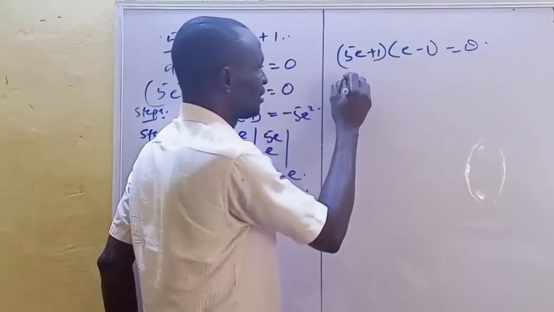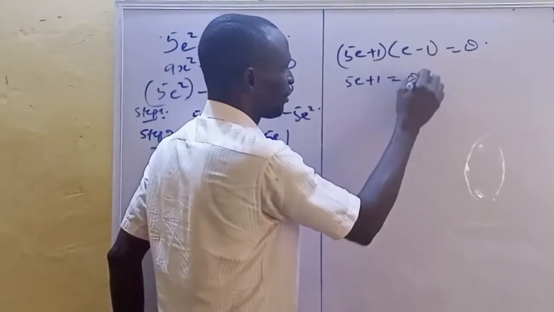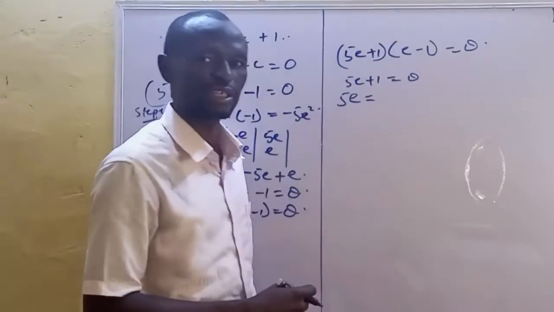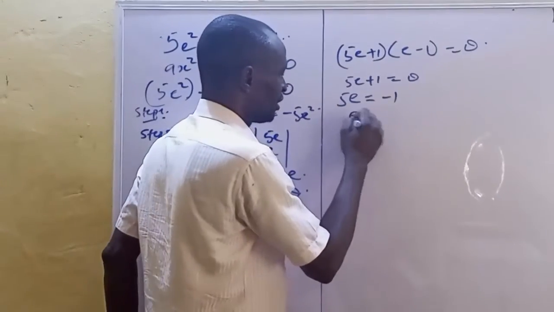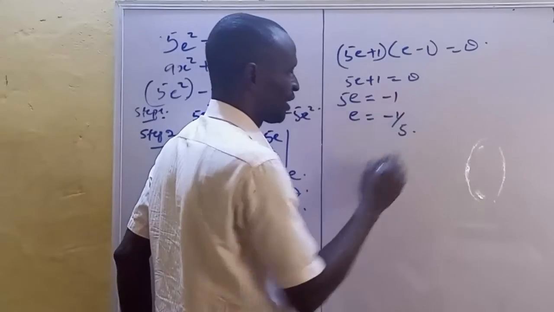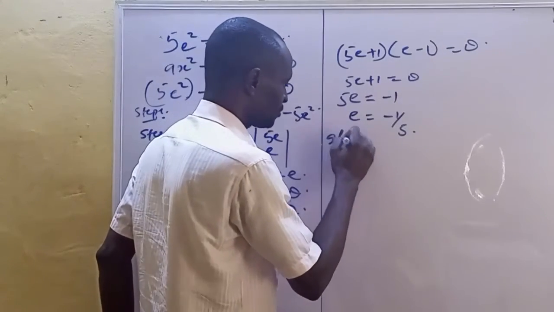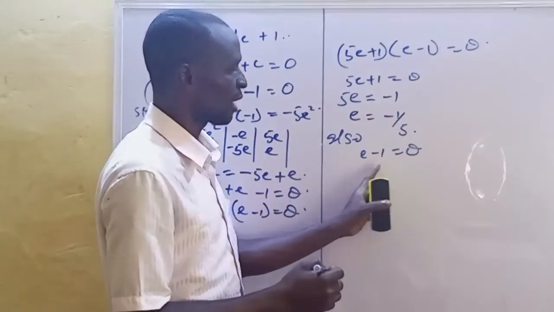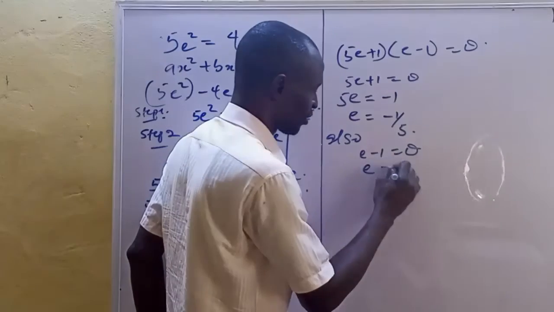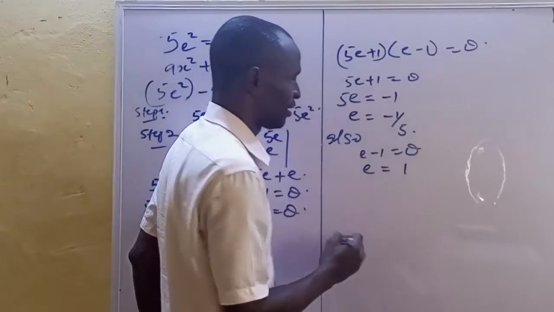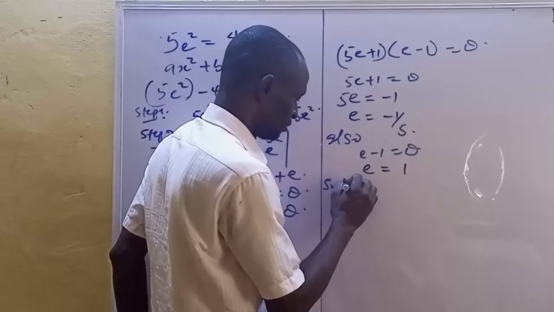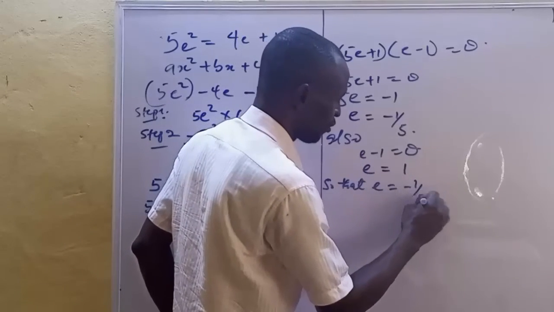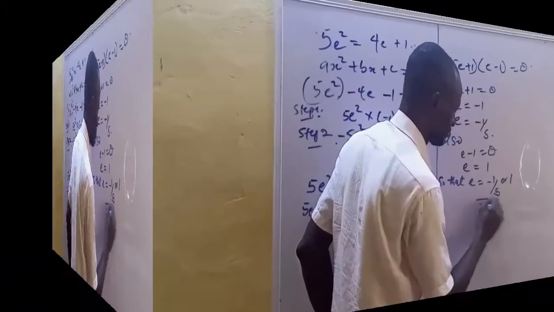Then I can say that 5e plus 1 equals 0, so that 5e equals minus 1, as the 1 goes to the other side to become minus 1. e equals minus 1 over 5. Also, e minus 1 equals 0. If e minus 1 equals 0, obviously e equals 1, as the minus 1 goes to the other side to become 1. So that my e is the same thing as minus 1 over 5 or 1.